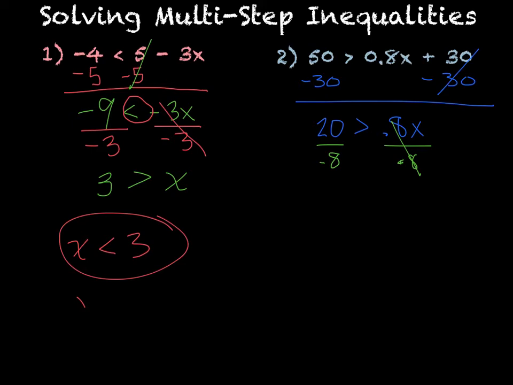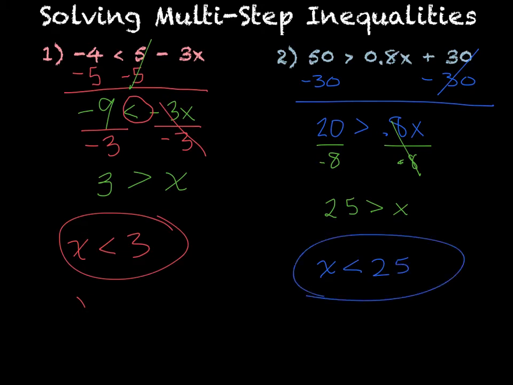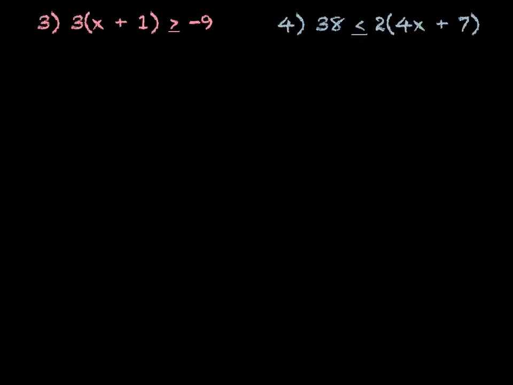So I have 25 is greater than x. So the final answer, x is less than 25. Final answer. Number 3. This one's a little bit more complicated because we have the distributive property first. So I'm actually going to start by distributing.